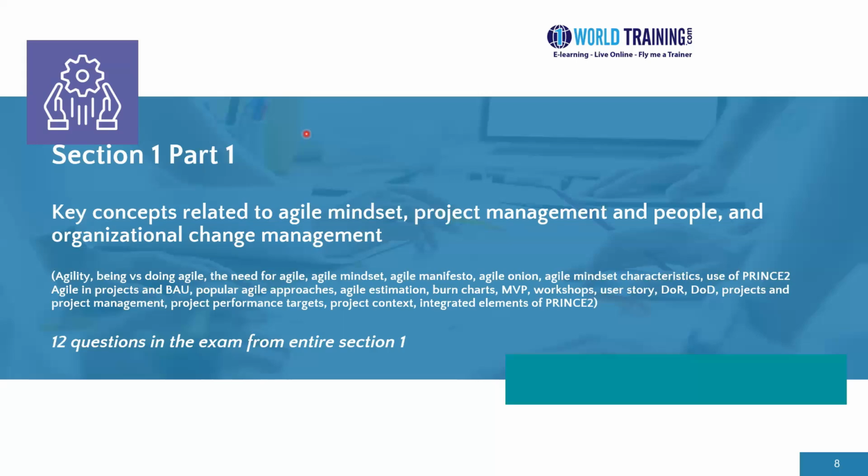And then we conclude with the meaning of projects and project management, as in PRINCE2 Agile, and the 7 performance targets of a project, and with an understanding of the project environment or its context, and then an overview of the integrated elements of PRINCE2, which mainly includes the 7 principles, 7 practices, 7 processes, and the context or the environment of the project. There will be 12 questions in the exam from Section 1 overall, which includes both Part 1 and Part 2. We will begin with Part 1.